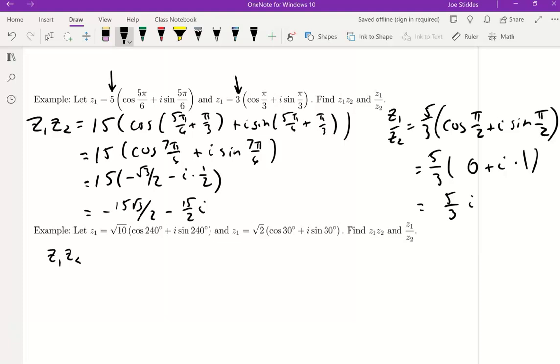When you multiply, what do you do with the square root of 10 and the square root of 2? Multiply them. Square root of 10 times square root of 2 gives you square root of 20, which you can rewrite as 2 square root of 5. What do we do with the 240 and the 30? Add them. So we'll get cosine of 270 and sine of 270.